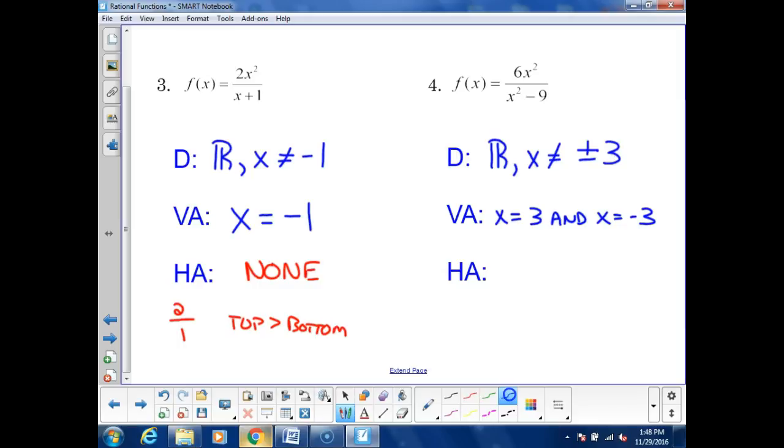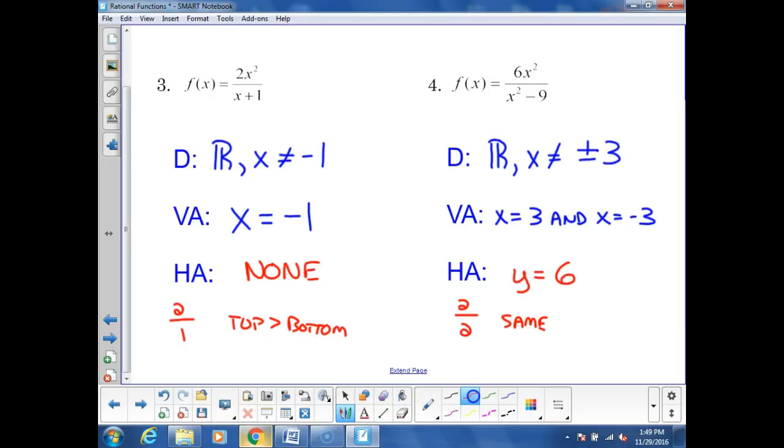Degree of the top is 2. Degree of the bottom is 2. So that's the same. So the horizontal asymptote is y equals 6. What if I put 6 over 1 there? That's okay too, because that's following the pattern.